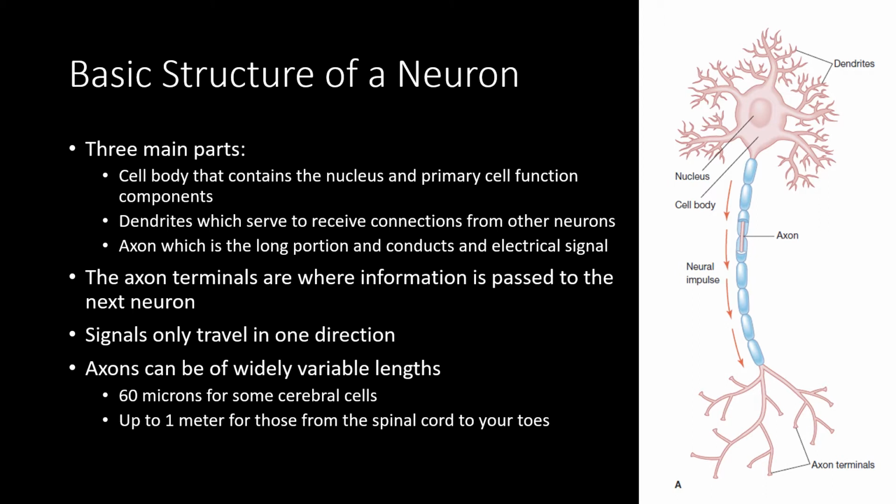Around the cell body, you can see what are called dendrites. These look like little tree branches or roots, and these are what receive connections from other neurons upstream. And the axon is this long tail portion of the neuron, which at the end has axon terminals, which are again branching, and these pass information down to the downstream neurons.